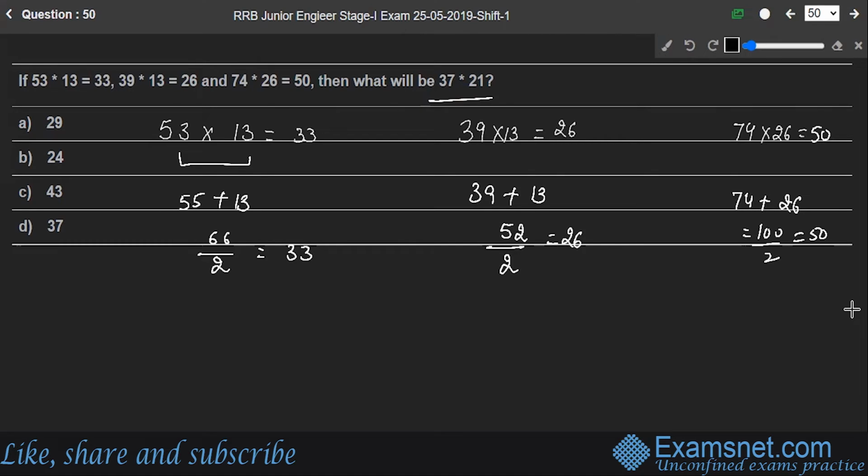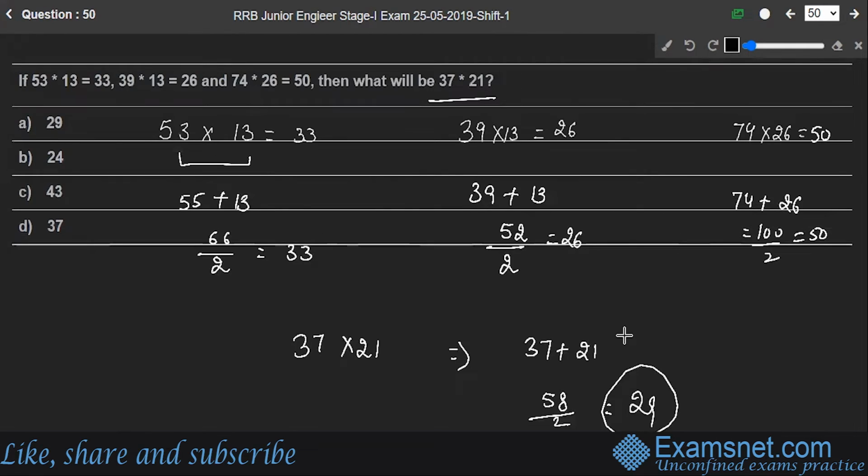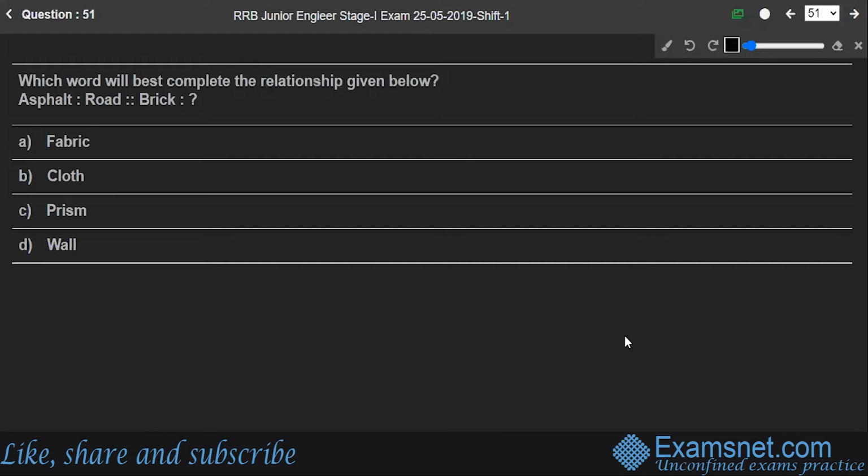So we have 37 multiply 21. Let's go with this. I will add both of them. I will have 58, which divided by 2 will give me 29, right? So the first option is the right answer. Hope you understood that. Next is question 51.